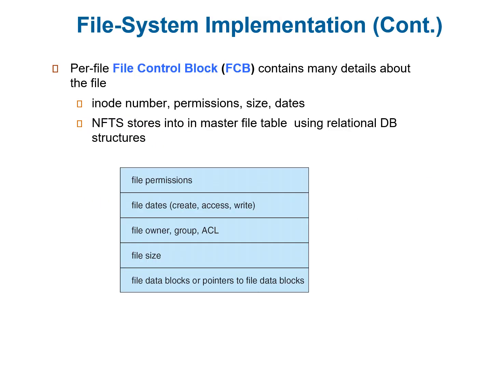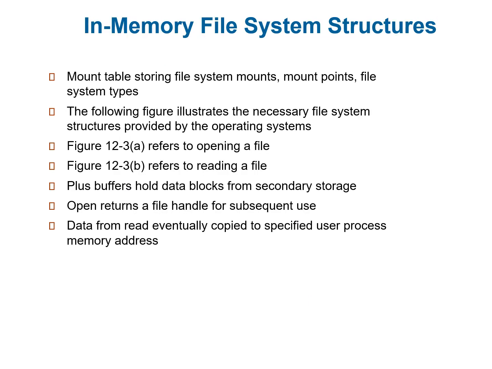And we have the FCB, the file control block, that contains these details: inode number, permission, size and date of the file. NTFS stores these in the master file table using a relational database structure. It contains the file permissions, who can access the file, file dates, file owner, group, file size, and file data blocks or pointers to the file blocks. All those things will be taken care of.